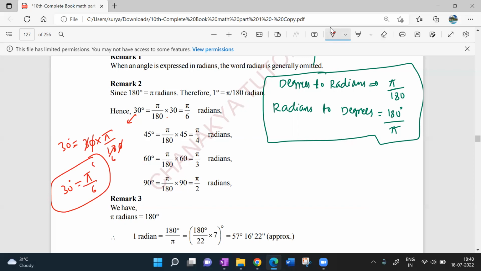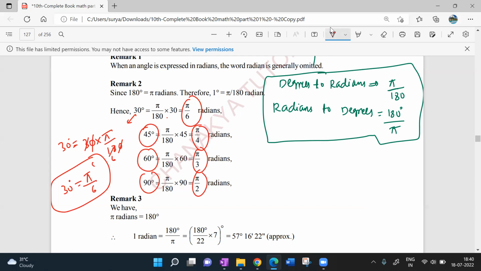Very simple. Pi means 180, and 180 by 6 is 30, or not? So that is pi by 6 radians. 45 degrees is nothing but pi by 4 radians. 60 degrees means pi by 3. 90 means pi by 2. Check, very simple. Yes or no?